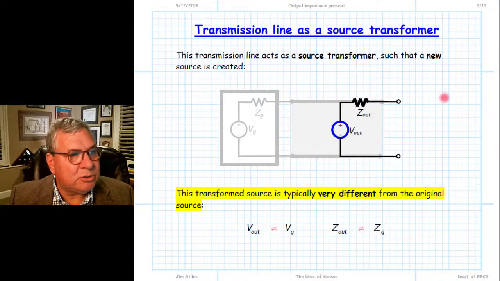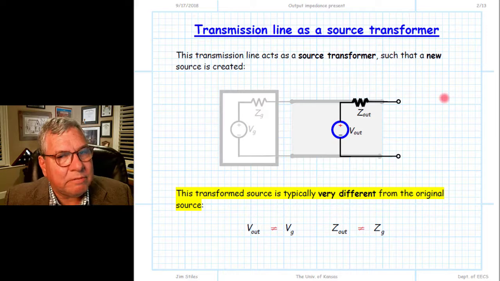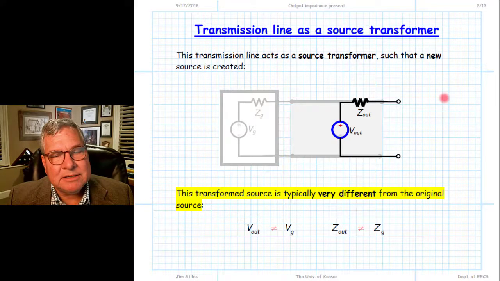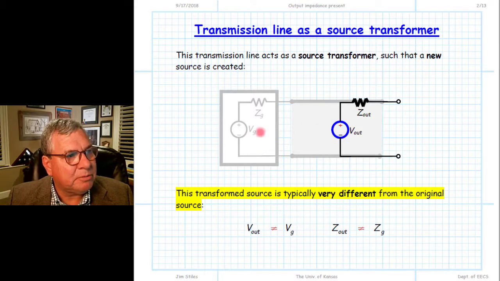This shows this transformation, the idea that our 2-port device, or length of transmission line, is a source transformer. We start with the original source and it transforms into a new source, the equivalent circuit for the transmission line and the original source together. This new equivalent circuit has a value V out and Z out. And what are those values?